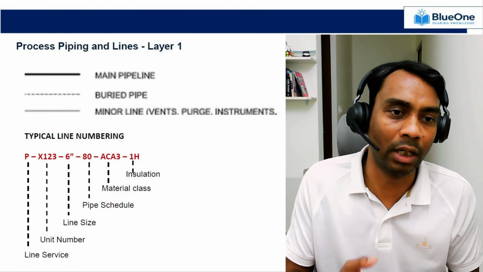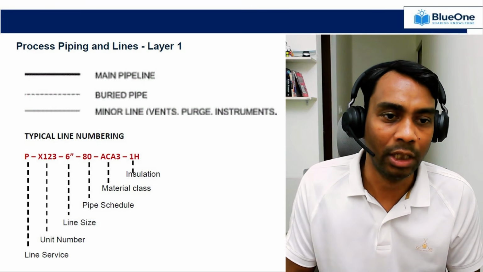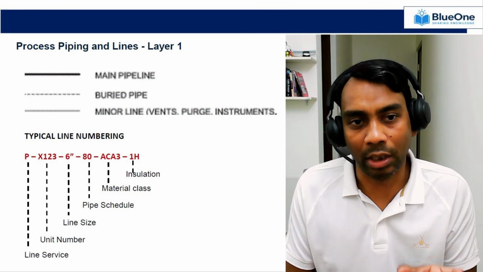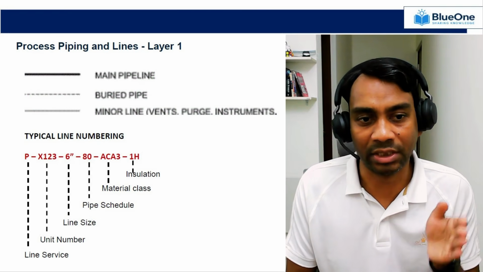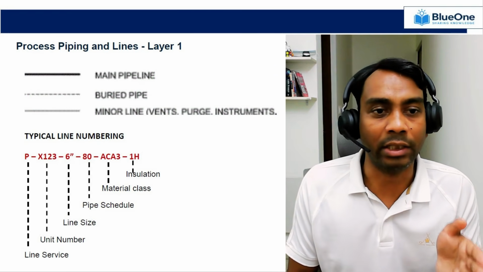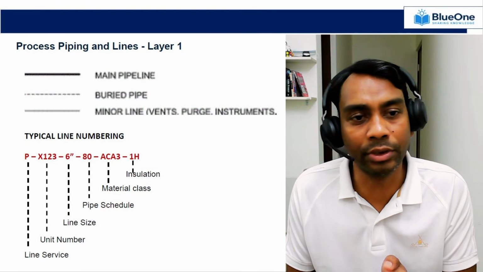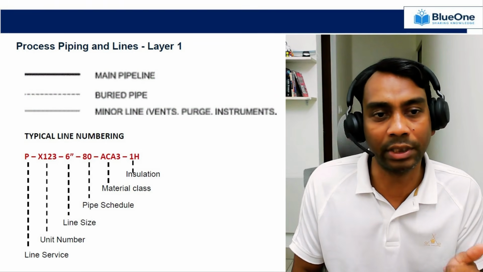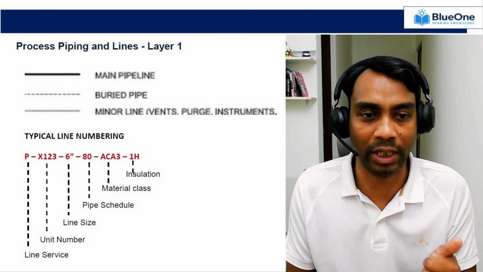So I have provided a typical example here. Any particular line number, if you read, starts with the line service. So your first will be your line service, either hydrocarbon, nitrogen, or air. That first letter will indicate your line service.